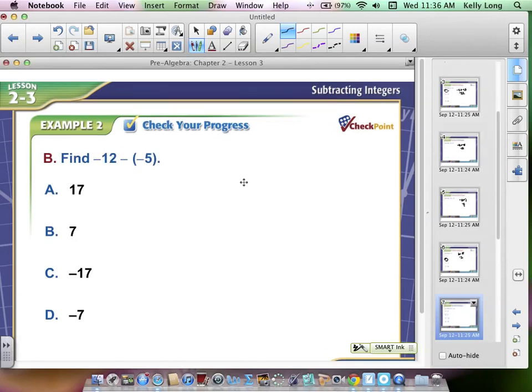Negative 12 minus 5. Excuse me, negative 5. So that's going to become what? Negative 12 plus, change the sign of my second number. Right now it's negative. It's going to become a positive 5. Adding with unlike signs. So I subtract. Take the sign of the larger number, or the number with the largest absolute value. So it's going to be a negative 7, or choice D.